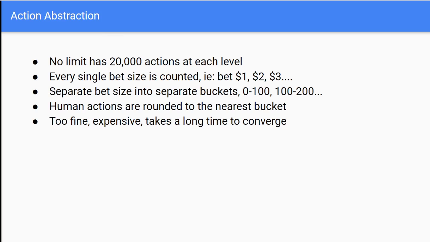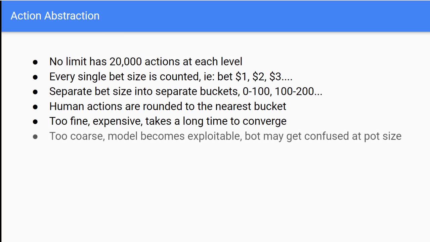Now we don't have to choose between 0 and 100. We can choose how small or large these buckets are. Now if we go too fine or too close together, it's going to be expensive. It's going to take a long time to converge. And if we go too coarse, the bot becomes exploitable. Humans can bet right in the middle, and the bot may not know what the bet size is or what the pot size really is.